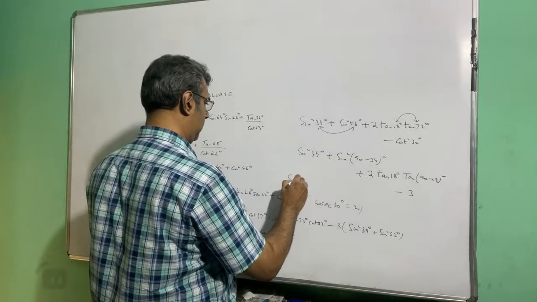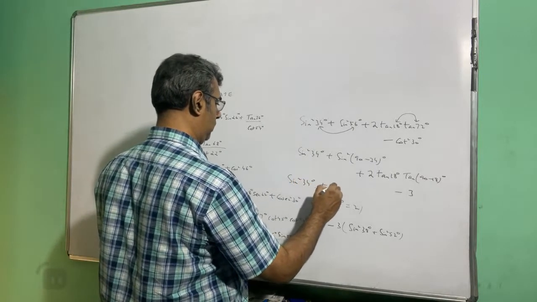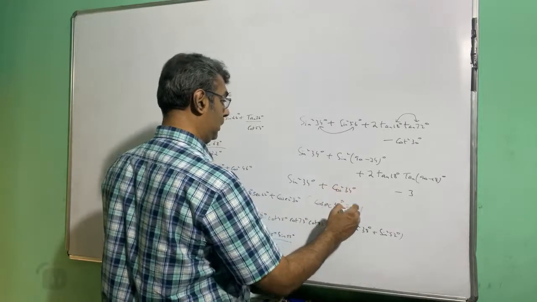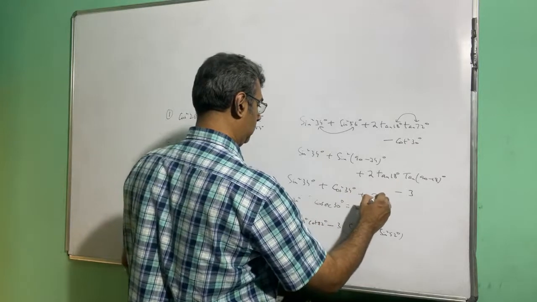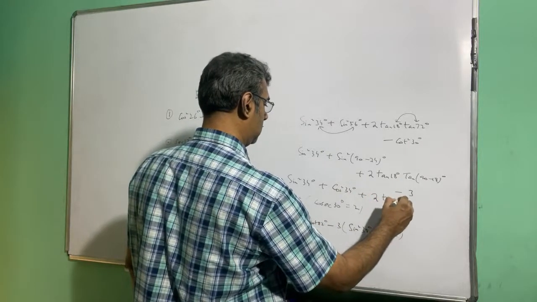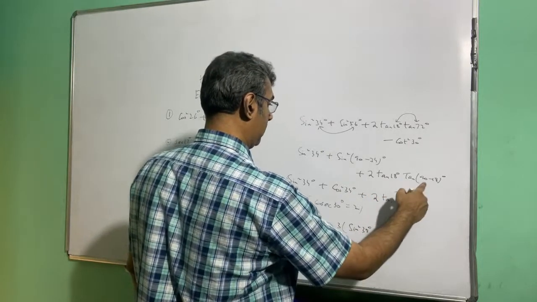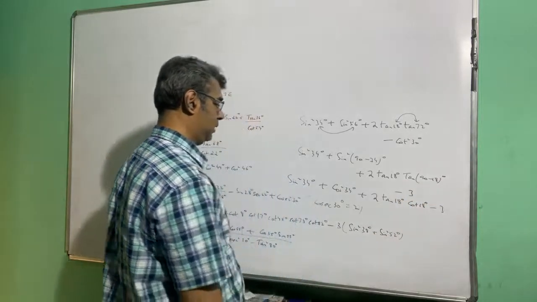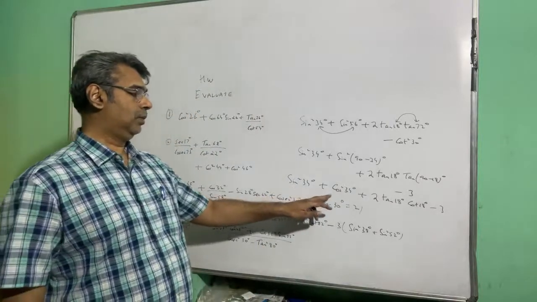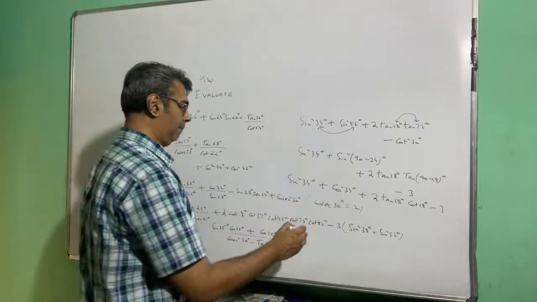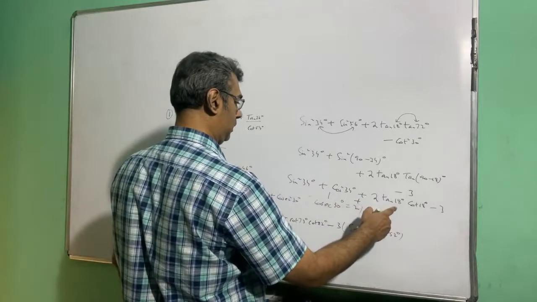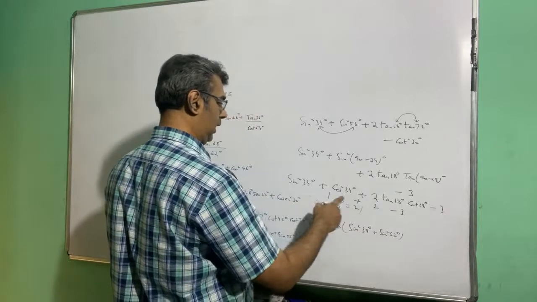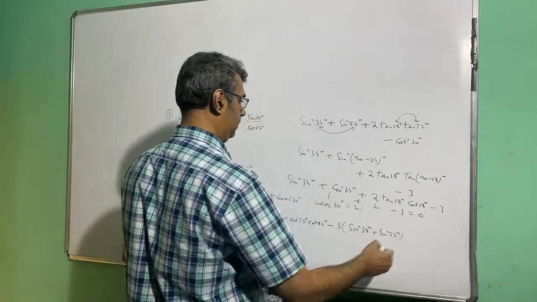So this is becoming sine square 34. Now as per complementary relation, this one will be cos square 34 and over here 2 tan 18 and this one will be cot 18 and then minus 3. Now sine square 34 plus cos square 34 will be 1. Tan 18 into cot 18 is 1. So basically 1 plus 2 minus 3. So answer will be 0.